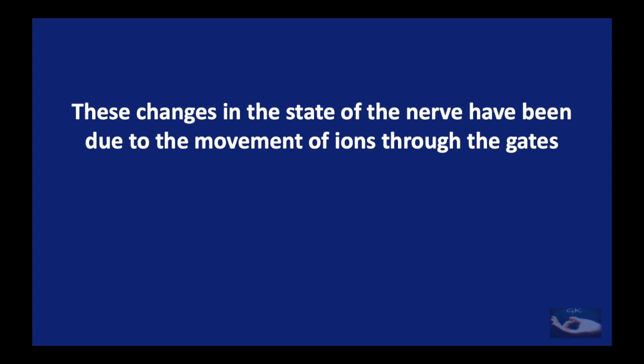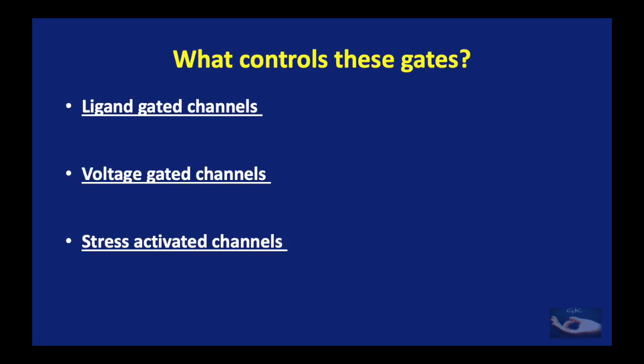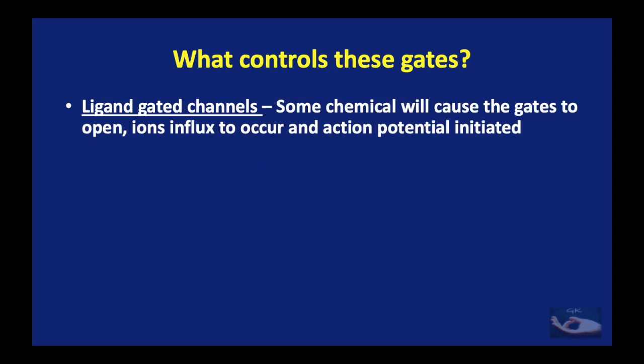These changes in the electrical potential and the state of the nerve have been due to the movement of ions through the gates. So, what controls these gates? There are ligand gated channels, voltage gated channels and stress activated channels. Ligand refers to the chemicals or neurotransmitters. Some chemical will cause the gates to open, ions to influx and action potential to be initiated. The typical example being the neuromuscular junction where acetylcholine is the neurotransmitter.